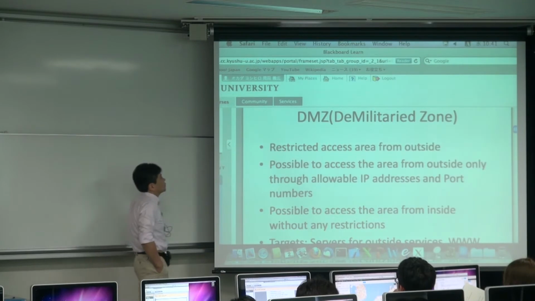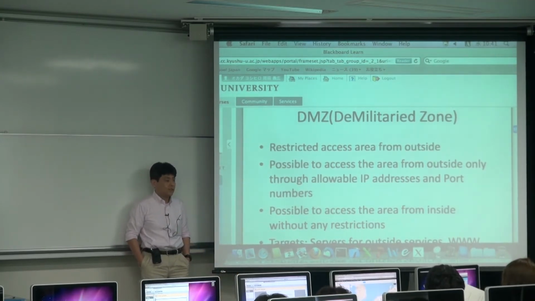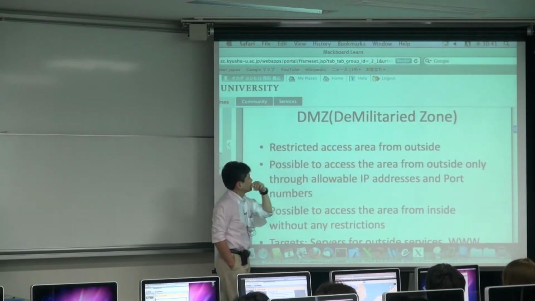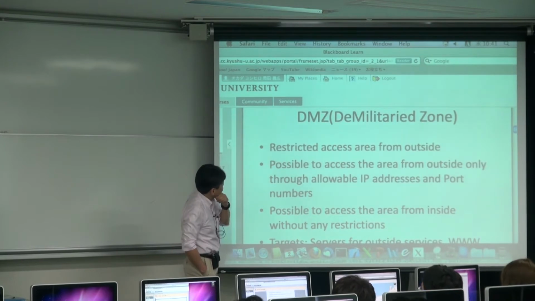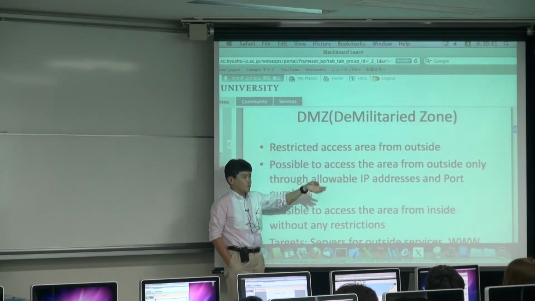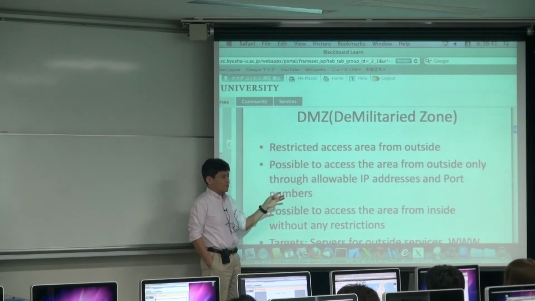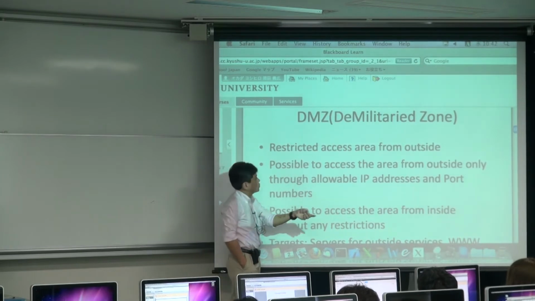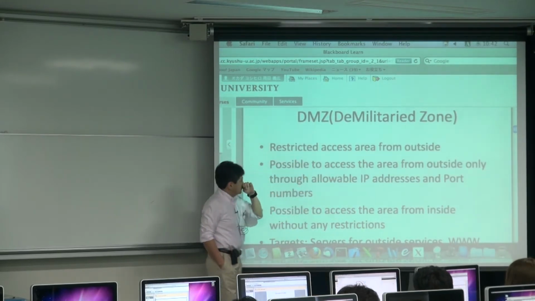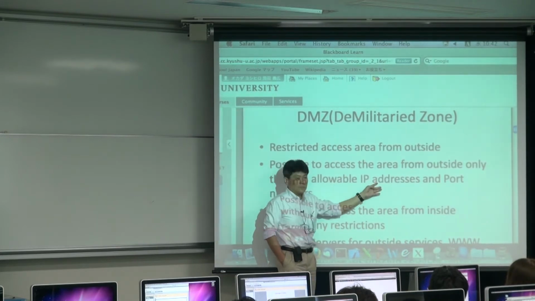Another technical term, please remember this one: DMZ. This means Demilitarized Zone. Okay. So as shown here, this is a restricted access area from outside. However, of course, it's possible to access this area from outside, because usually servers are located in these areas. Because such services are dedicated for the outside, the servers located in this area must be accessed from outside. However, as shown here, access is only allowed through restricted IP addresses and ports.